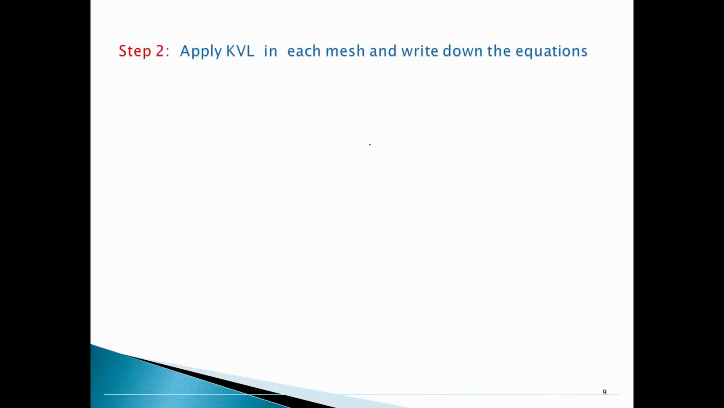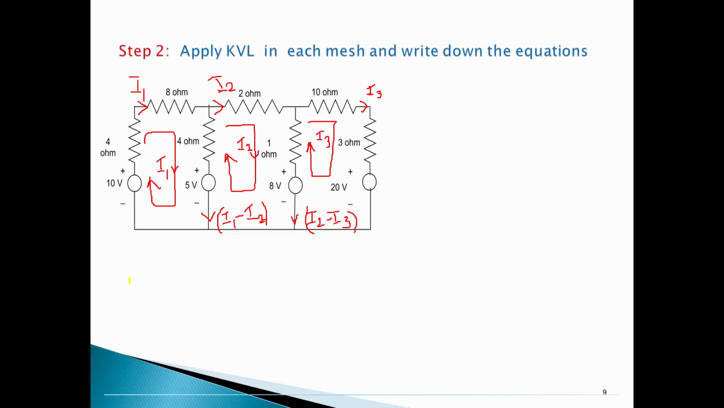Let me move on to step number 2. Step number 2 is apply KVL in each mesh and write down the equation. Now let me take loop number 1. This is loop number 1. Apply KVL on this loop. Let me start from this point, the 10 volt source. Loop current I1 leaving the positive of this voltage source, so plus 10.